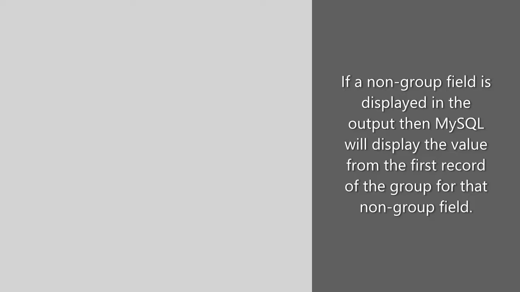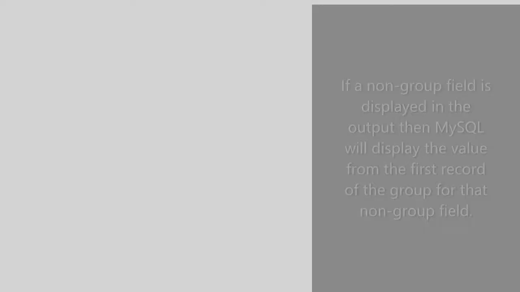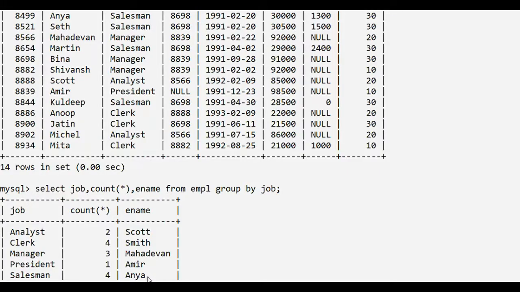So, with group by, the output should contain aggregate functions or only those fields like the job field which has same values for a group. This field should not have been included in the output because it has different values for a particular group.